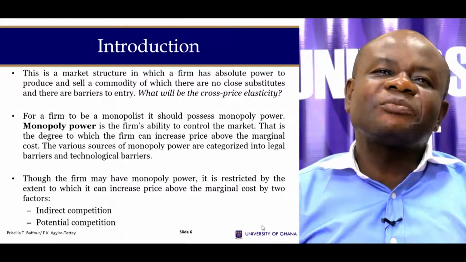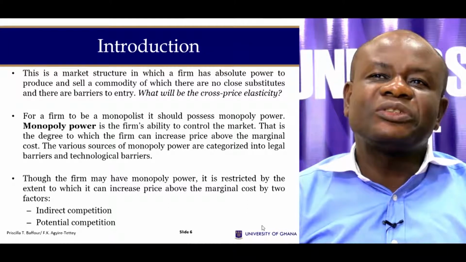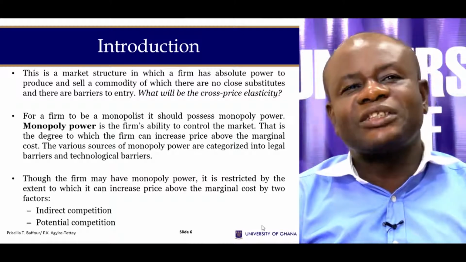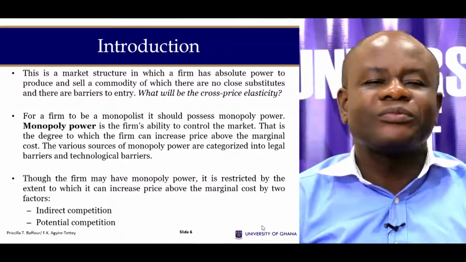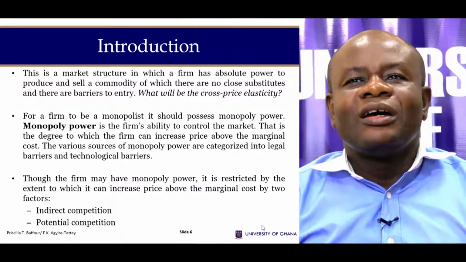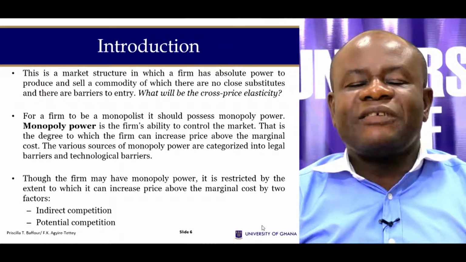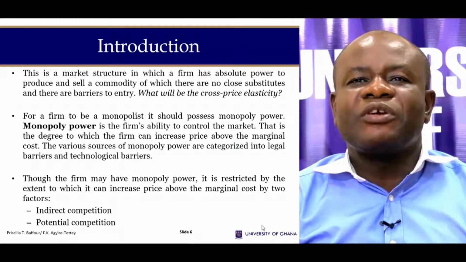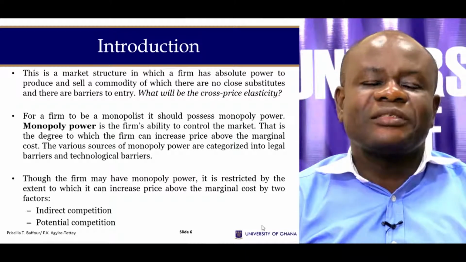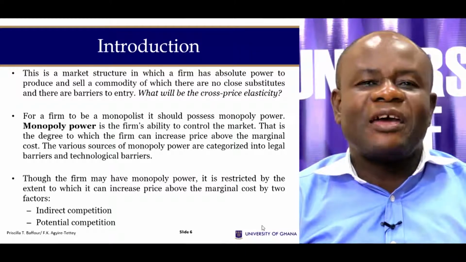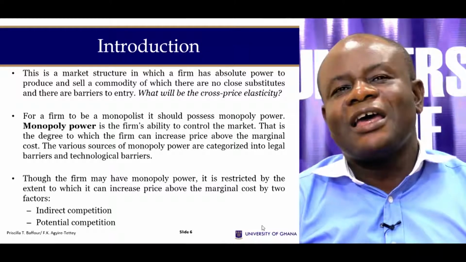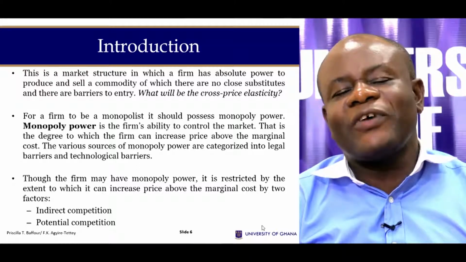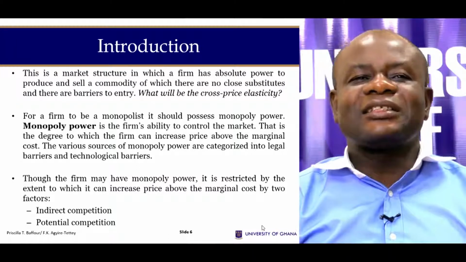Now, if the firm is producing a commodity that has no close substitute, then we expect that the cross price elasticity of demand is going to be equal to 0. And since the firm is the sole producer of the commodity, that will also mean that the firm's supply happens to be the market supply, and the demand that faces the firm is the same as the market demand.